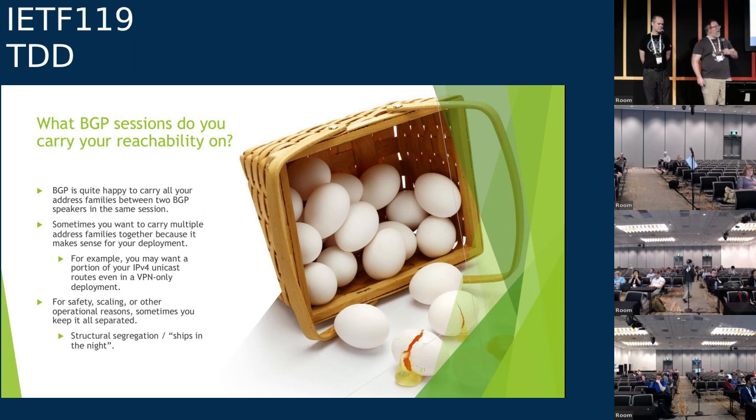Sometimes you want to actually carry the address families together because there's usefulness in the bundling. You do want, for example, your labeled unicast for MPLS to go across the same session that carries your IPv4, because you're going to use it for tunnels. And sometimes you have reasons to split these things.